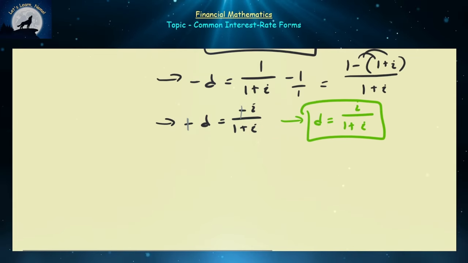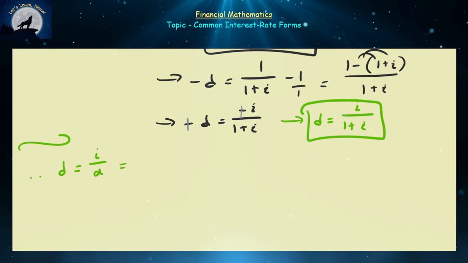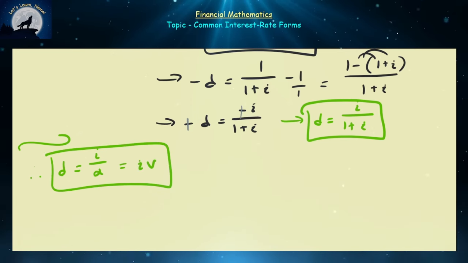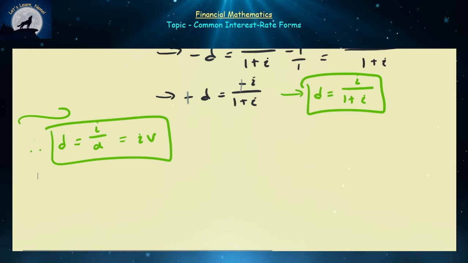And you can see that, okay, well, I can also write 1 plus i as alpha. So that means that d also can be rewritten as i over alpha, or equivalently i times nu. Anyway, it is perfectly okay, depending on what you're trying to work with and how you're trying to work with it. Right? So now we have this effective discount rate.